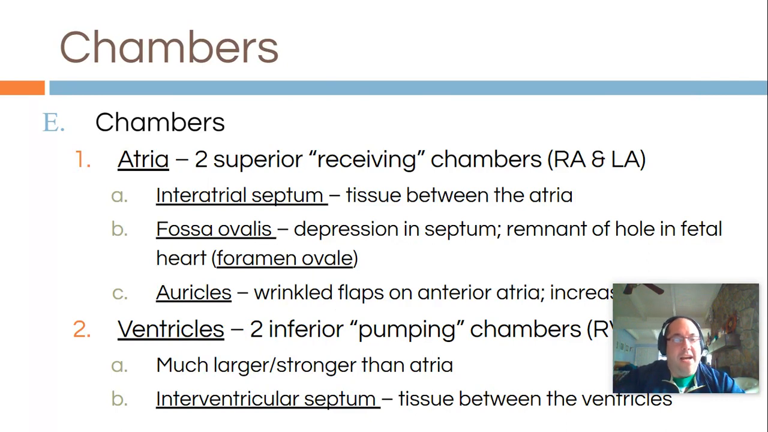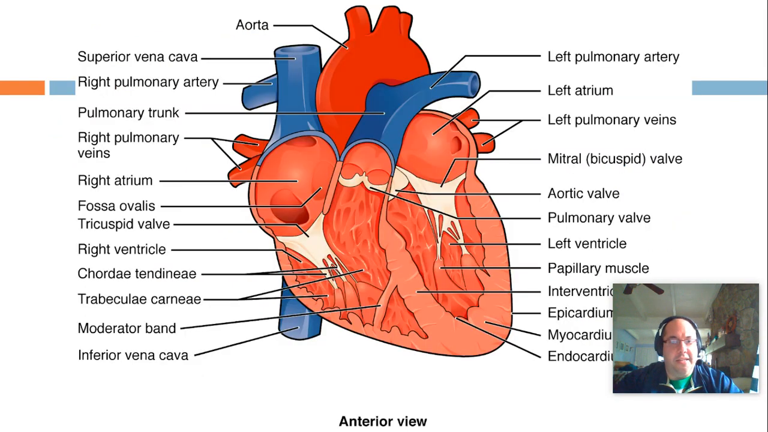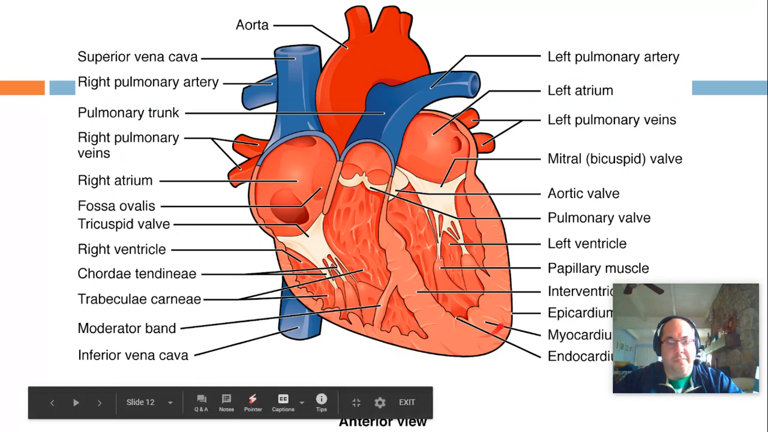Just kidding. So anyway, the atria's job is to receive blood from the veins, hold on to that blood, and then pump it into the ventricles. The ventricles are the bottom chambers that do all the pumping. So they're the inferior chambers. We call them the right ventricle and left ventricle, or RV and LV for short. Much, much stronger. The walls of the ventricles are incredibly thicker compared to the atria, and they have an interventricular septum that separates them. So if we look in this illustration, we can see here's the wall of the atrium versus the ventricle. Ventricle is much thicker, obviously.